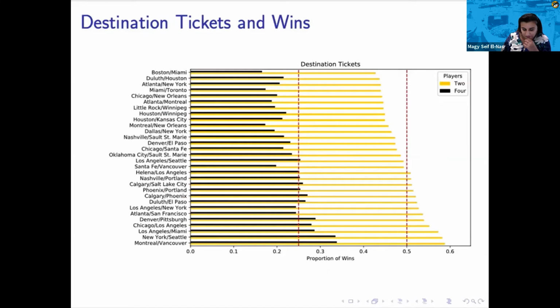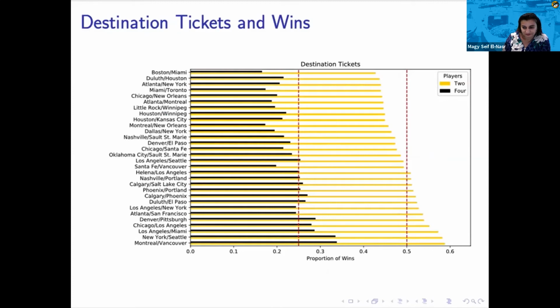Now let's talk about destination tickets and winning. Recall that destination tickets are pairs of cities, and if you manage to have a path at the end of the game between one city and another, then you get a certain number of points. If you don't have that by the end of the game, then you lose a certain number of points. Here the red lines indicate the expected proportion of wins we would expect if it was completely random. Clearly, it doesn't seem to be random.